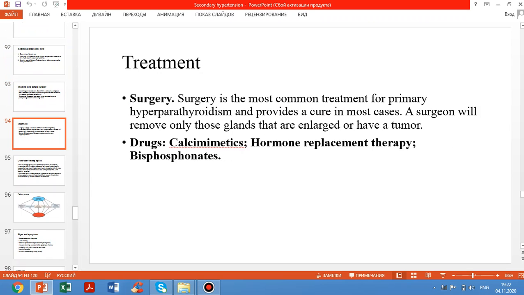Treatment. Surgery. Surgery is the most common treatment for primary hyperparathyroidism and provides a cure in most cases. A surgeon will remove only those glands that are enlarged or have a tumor. Drugs: calcimimetics, hormone replacement therapy, and bisphosphonates.